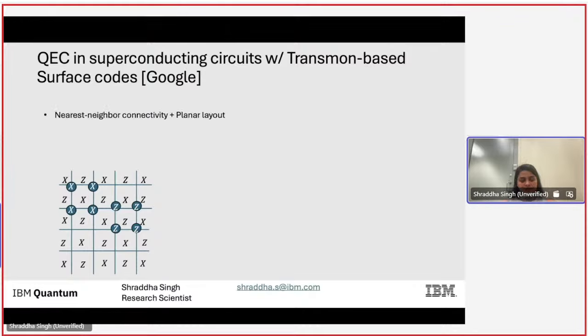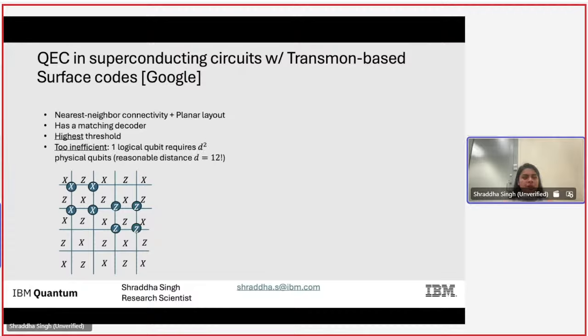What is the importance of surface codes? They only require nearest neighbor connectivity and planar layout, which is a huge plus for 2D superconducting chips. Then they have a matching decoder. Like I said, they have a very nice graphical representation, so the matching decoder works just fine for them. They have one of the highest known thresholds for circuit level noise, which means that they can bear significantly high probability of physical error rate compared to other codes.